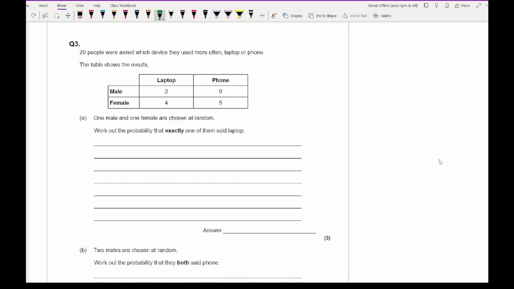So here, the possible combinations we can have is either that a male has a laptop and a female has a phone, or the male has the phone and the female has the laptop. So these are the 2 situations that we then need to have. So if I then work out the probability of these, the probability that a male is chosen with a laptop, well, that's going to be 2 out of 11. So let me just write the total here.